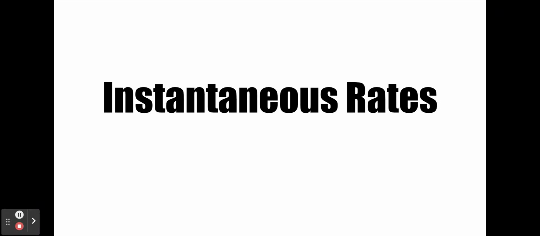Here we're going to find the instantaneous rate, where instead of getting an average between ranges of rates, we want to get the actual rate at a particular point in time. That's called the instantaneous rate, and we'll show how to do that. So let's get into this.